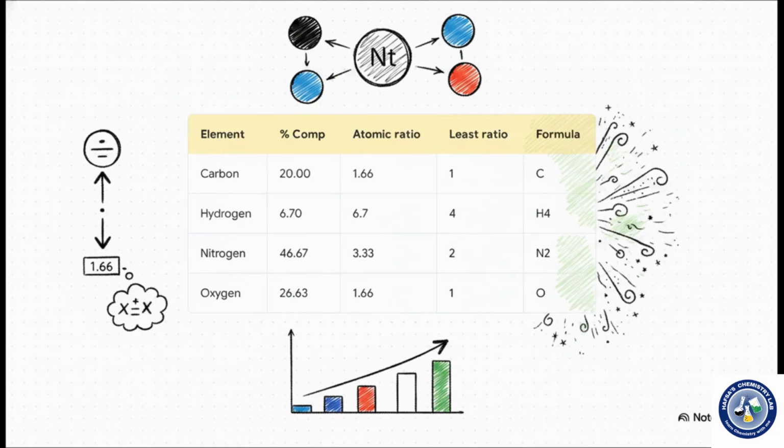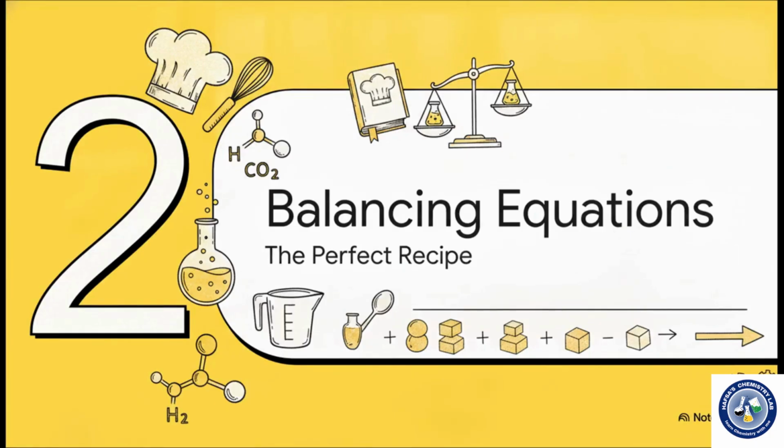hiding in there. We take each percentage and divide it by the element's atomic mass to get an atomic ratio. Then, we take all of those answers and divide them by the smallest number we just found. In this case, that's 1.66. Why do we do this? To find the simplest whole numbers. And just like that, the math spits out a perfect 1 to 4 to 2 to 1 ratio. Our molecular mystery is solved, and the empirical formula is perfectly revealed as CH4N2O. Pretty cool, right? Moving on to Section 2, balancing the chemical equation, finding the perfect recipe.